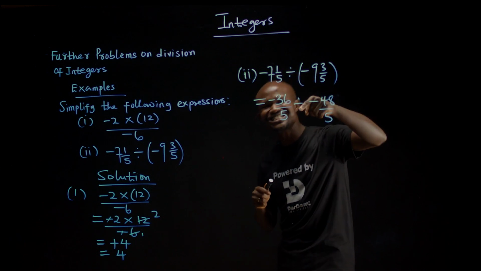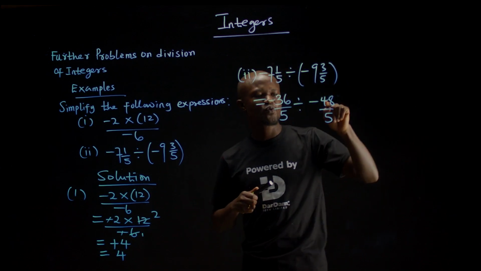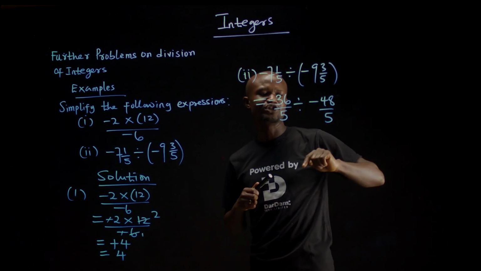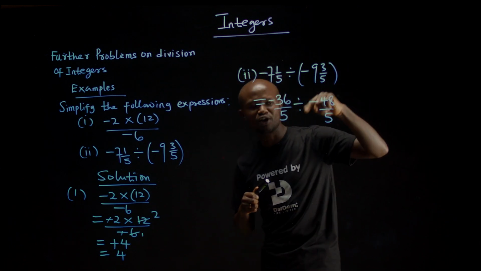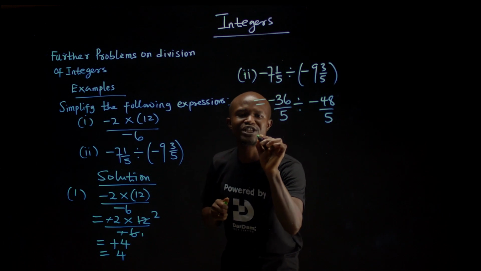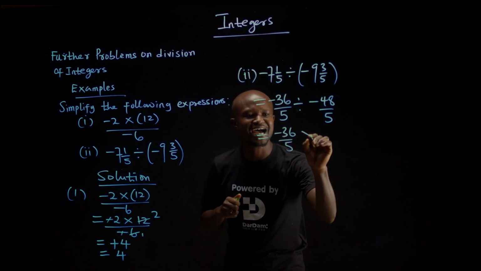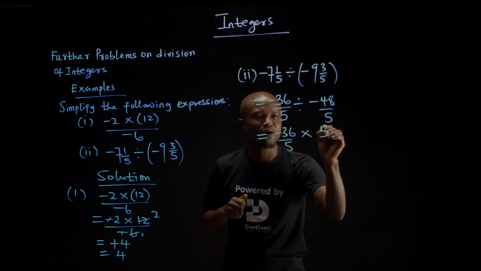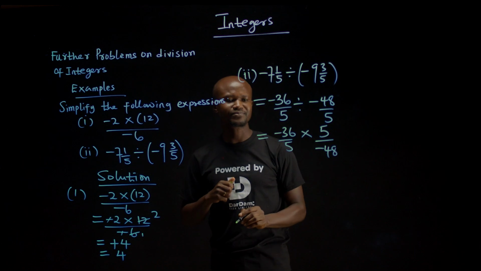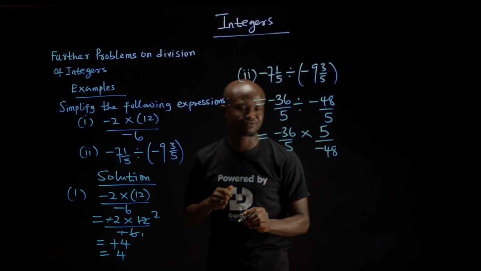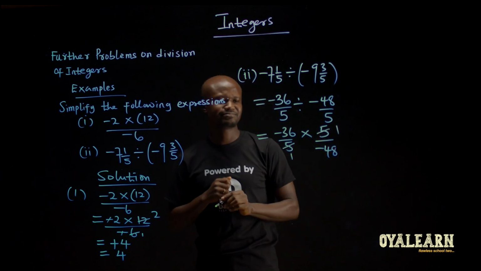Now we want to change this division symbol to multiplication. So we are going to exchange numerator and denominator. So 5 will become the numerator, while minus 48 will become the denominator. We have minus 36 over 5 times 5 will go up, then minus 48 will come down. So now we can say 5 here 1, 5 here 1.